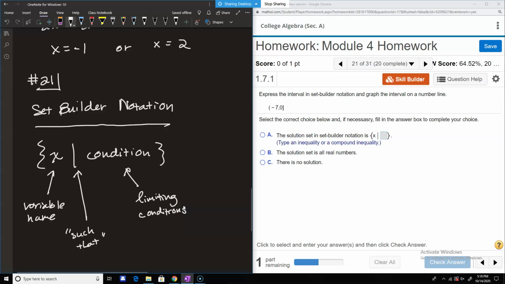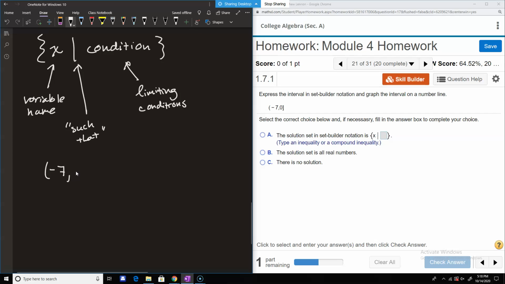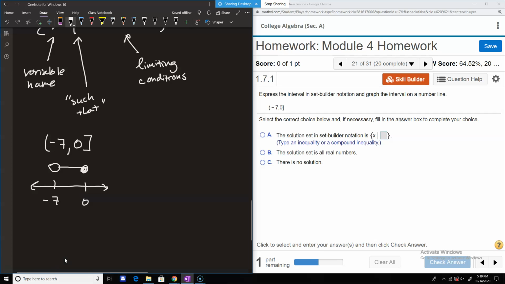For this one, (-7, 0], it may help you to think about the graph. On the graph, you have -7 here, you have 0. We're including 0, we're not including -7. -7 is just a boundary value, meaning you can get close to it, but it's not including that value. So basically, that variable has to be bigger than -7, smaller than or equal to 0. This is our limiting condition.